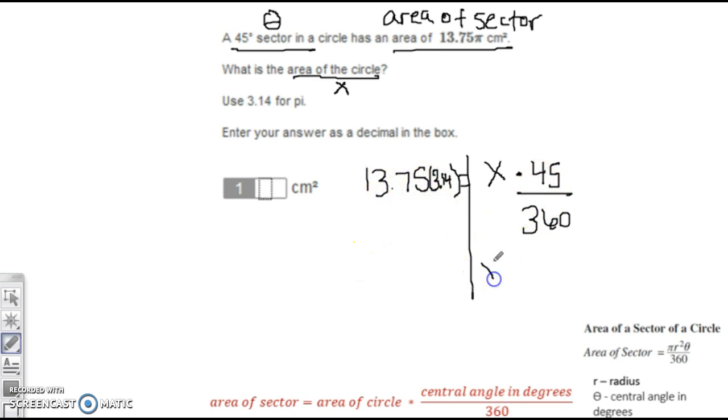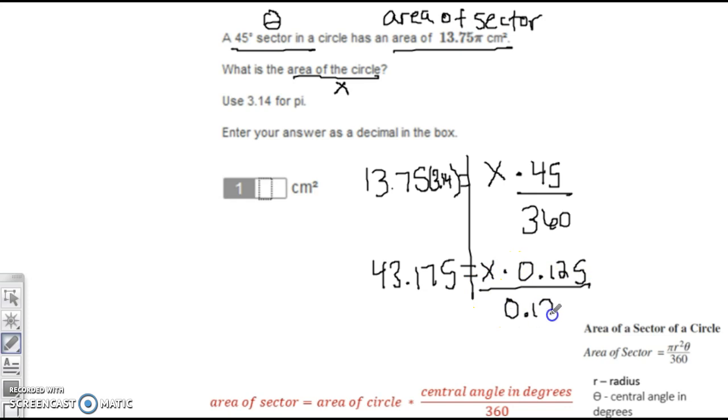So 45 divided by 360 is 0.125. And then 13.75 times 3.14 is 43.175. And since I'm solving for x, I need to get rid of this number. Right now I'm multiplying. The opposite would be to divide. Those would cancel, leaving me with just x. And then I'm going to type that in my calculator.